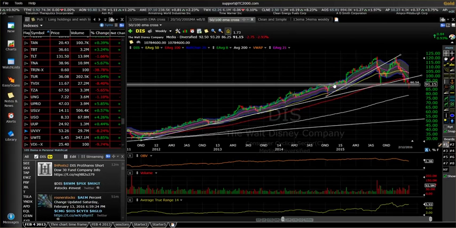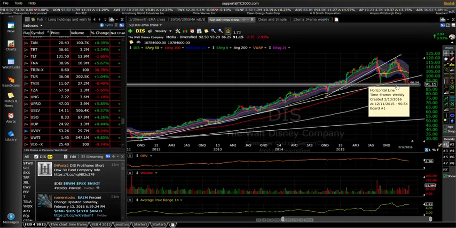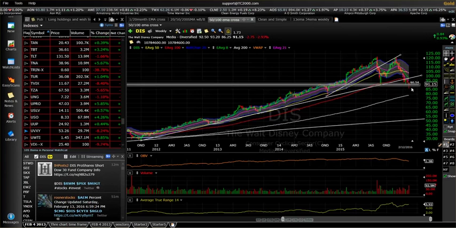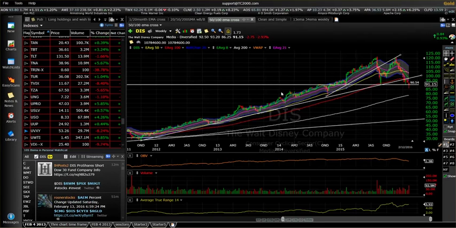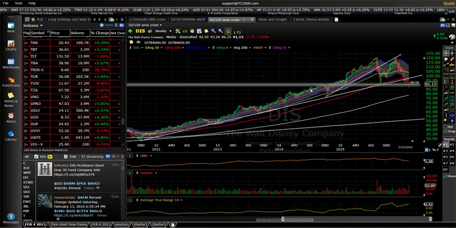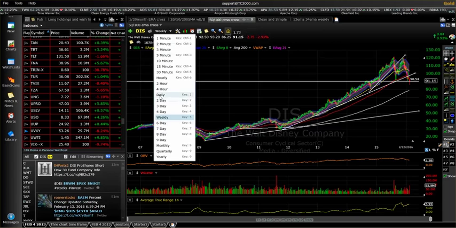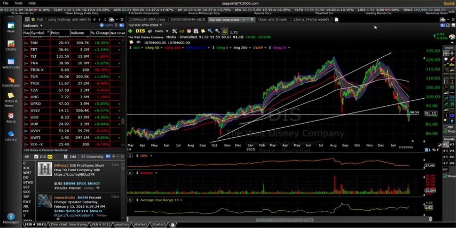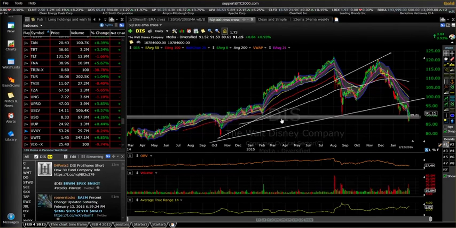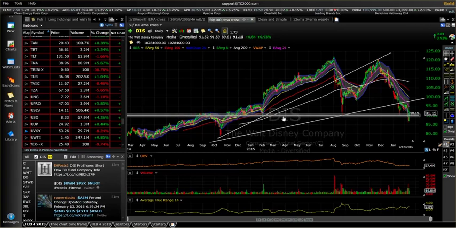And then once it broke through, it acted as support. So we know that we have some support in the $90 range. This is on the weekly. Now let's take a look at the daily, see if we can get even a better picture. So I'm going to adjust this a little bit and say that our support really is right around $90.